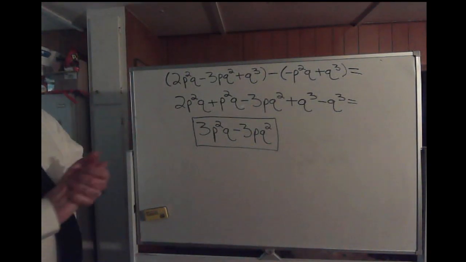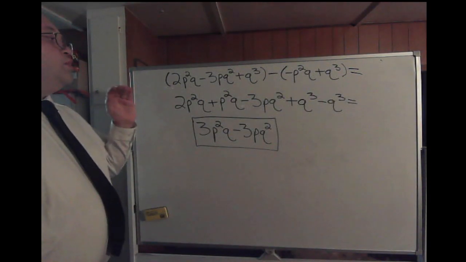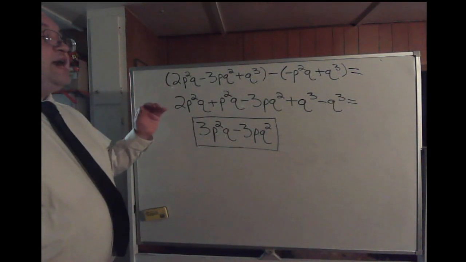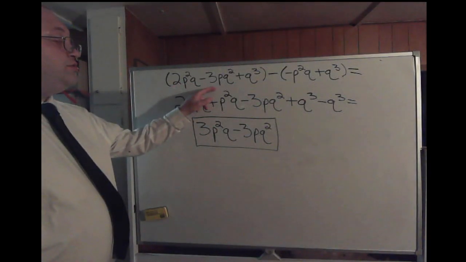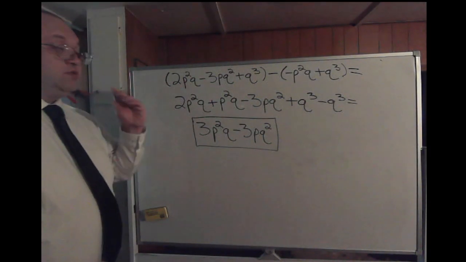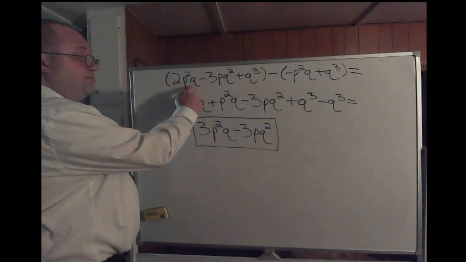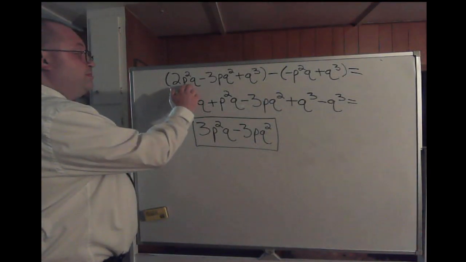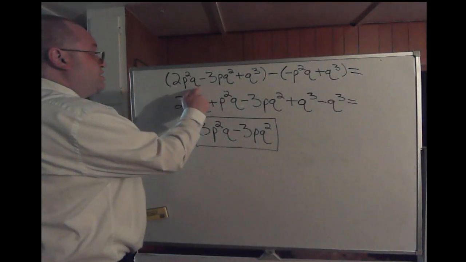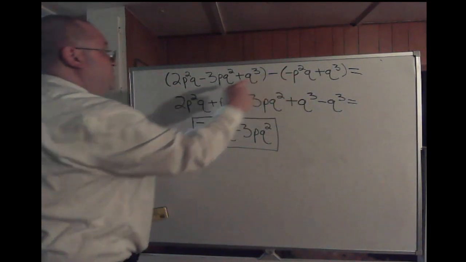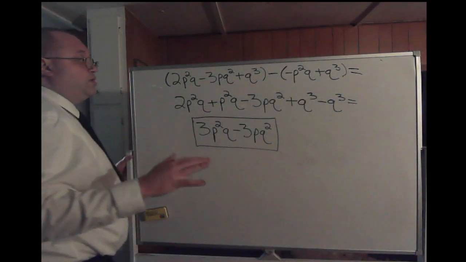So overall, let's work backwards here, okay? When you're adding or subtracting two sets of polynomials that have more than one variable, your like terms can only be like terms if the powers are arranged in the exact same way. So p squared q only goes with p squared q. P squared q would not go with pq squared. It doesn't work.